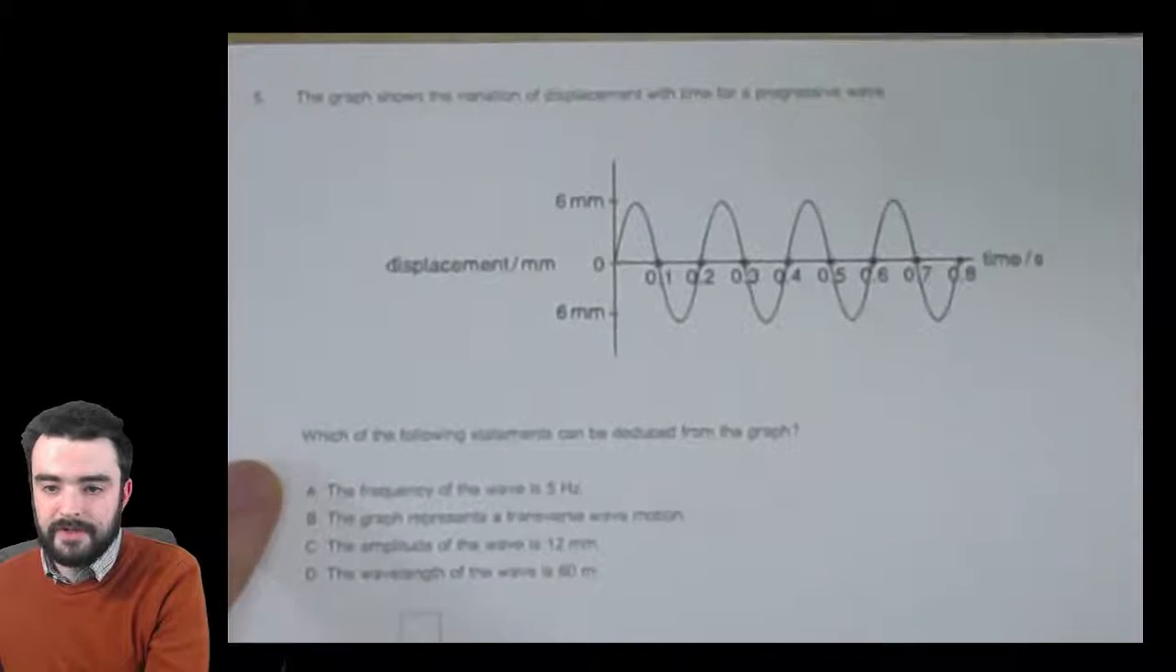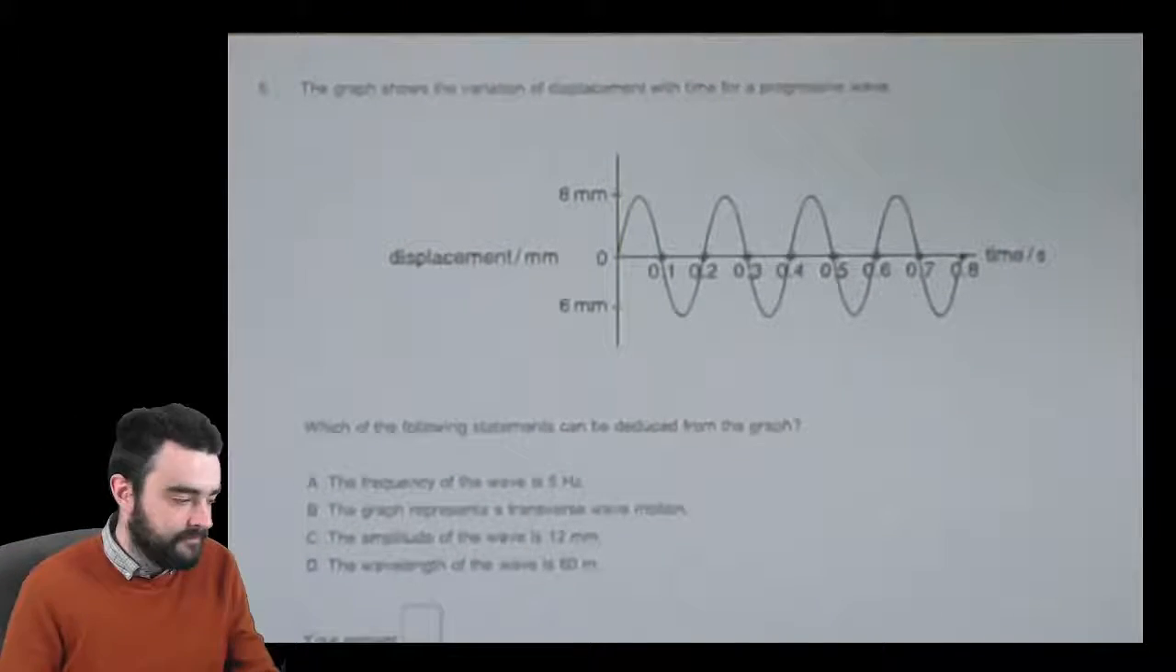Powering through the multiple choice questions. Right.